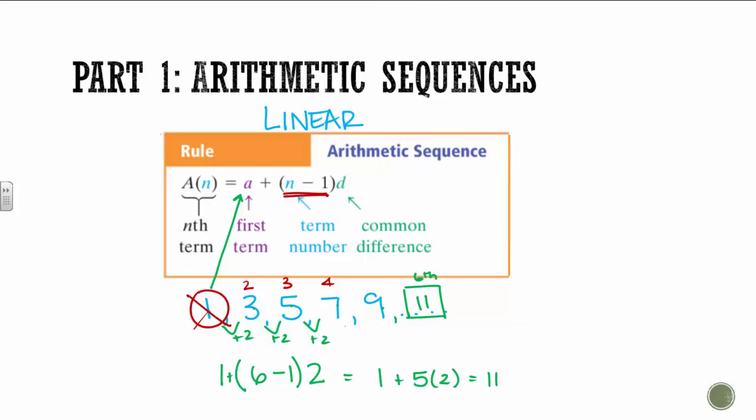So if we do n minus 1, 2 minus 1 gives us 1. So we multiplied it, or added the common difference, only once. Here we added the common difference twice. That's why we got to subtract 1. Here we added it 3 times. So we got to subtract 1.